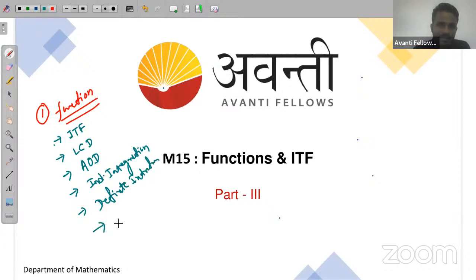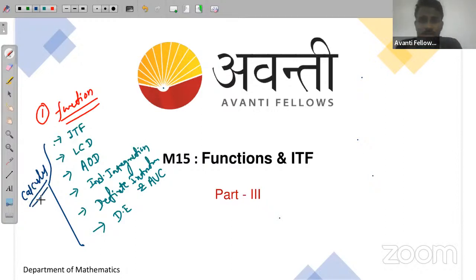And the very next chapter is differential equation. In short, I am writing D. Definite integration, along with AUC, meaning area under the curve. Why I noted all these chapters is that these are the chapters coming under the unit calculus. So the next few months we will be dealing with the entire unit of calculus.